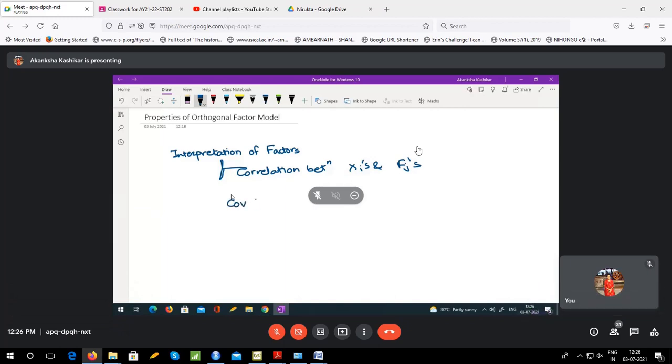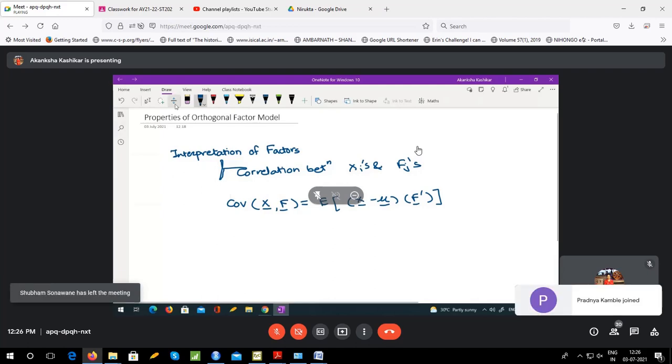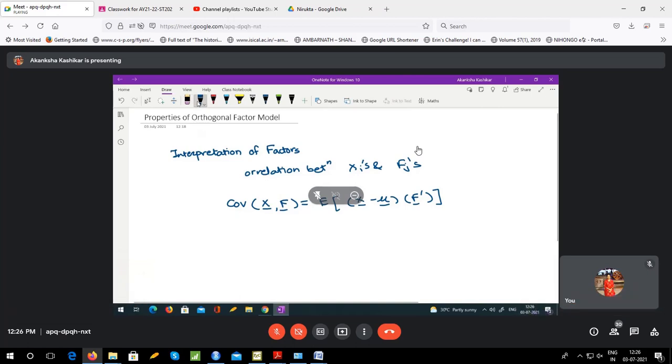Let me first compute the covariance between the vector x and the vector f, because we want all possible correlations. So the covariance between x and f would be the expectation of (x minus mu) times f prime. Am I right? Because f had zero mean as per our assumption. Everyone with me so far? Yes, ma'am.